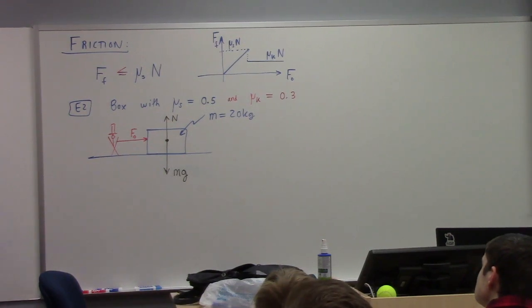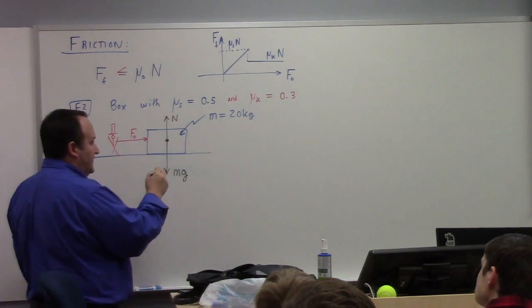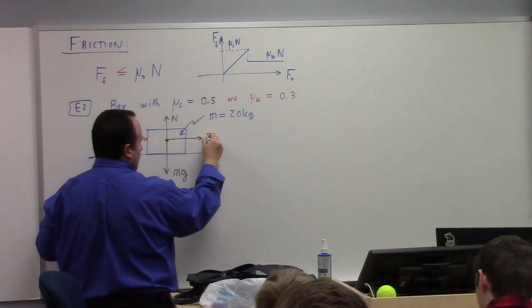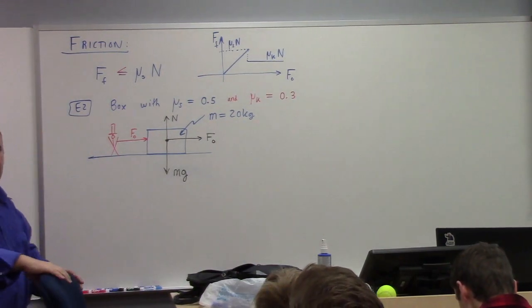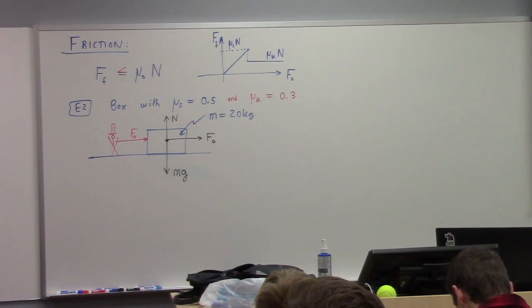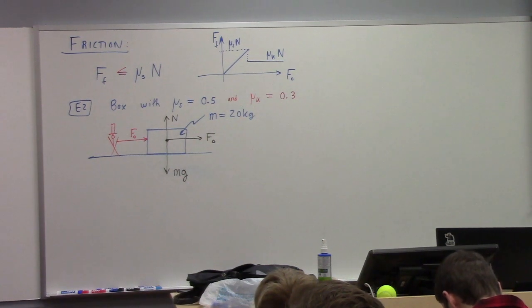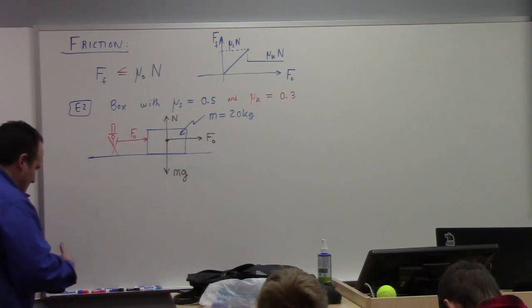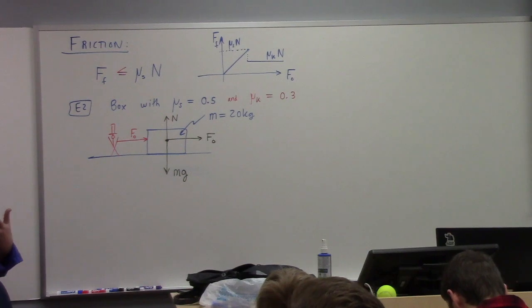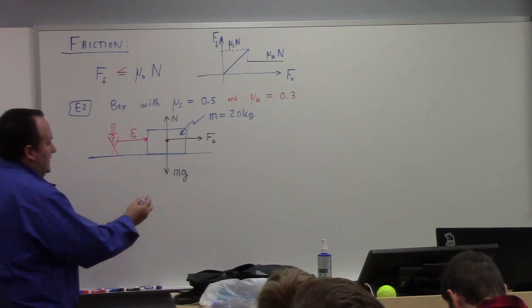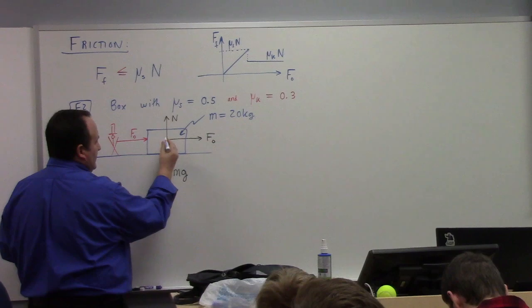Horizontally, I have the pushing force, F naught, like this. And where does the force of friction go? When I press on the box, does the friction force go in the same direction I'm pushing? Does it push the box along with my pushing force? No, exactly the opposite. The friction force is always directed opposite the potential direction of motion or the actual direction of motion.